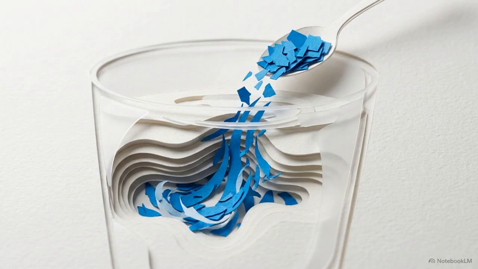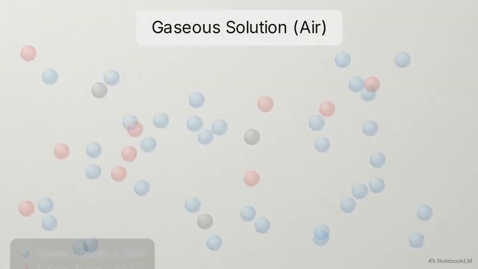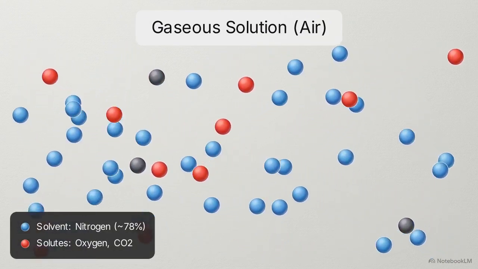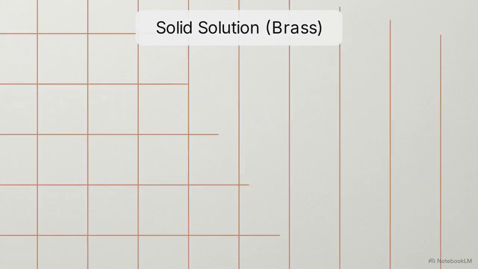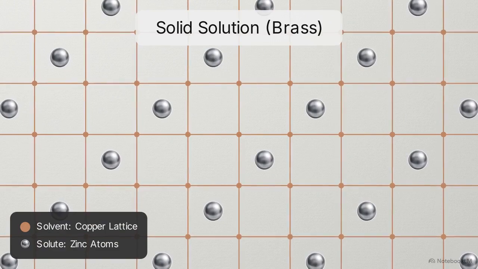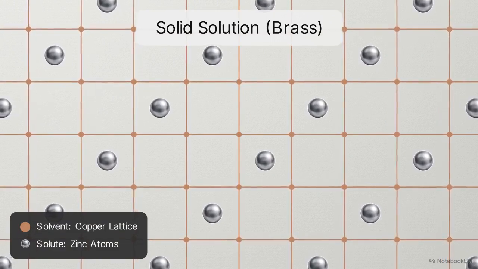We typically picture solutions as powders stirred into liquids, but the mechanics of mixing apply to all states of matter. Air is a gaseous solution. Nitrogen acts as the solvent, while oxygen and carbon dioxide solutes are distributed evenly within it. Solid solutions exist too. In a brass doorknob, zinc solute atoms are uniformly locked into the rigid copper solvent lattice.